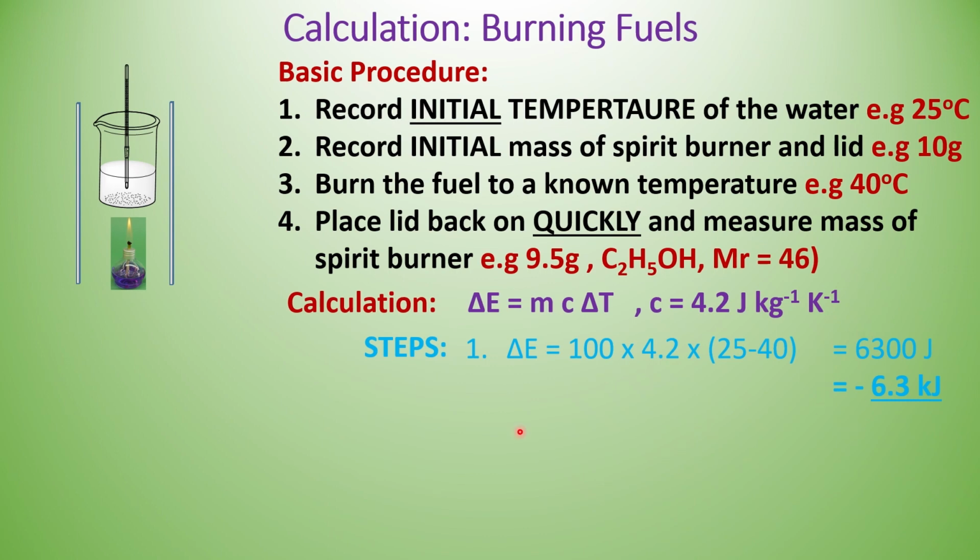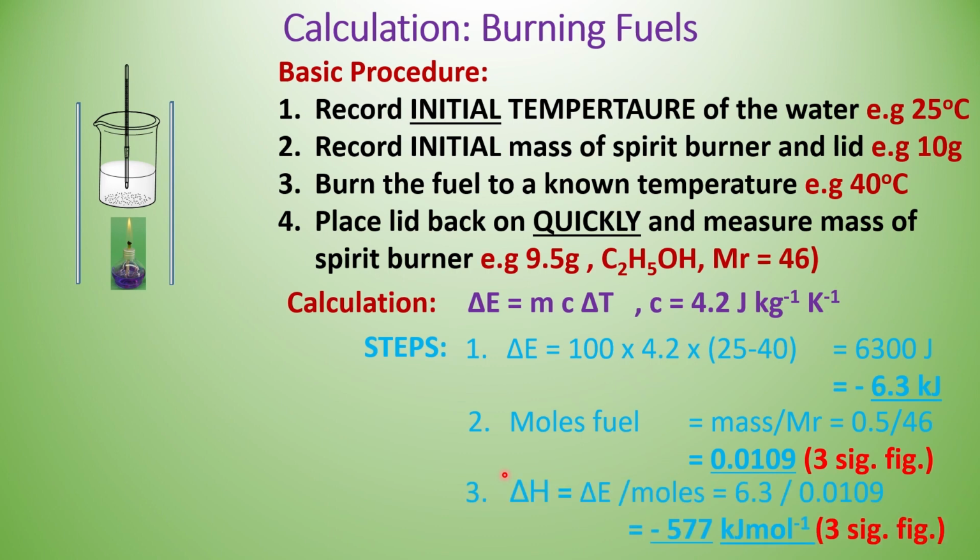Moles of fuel, well, we know the initial mass is 10. We know the final mass is 9.5. If you take the difference, you will see it is 0.5. Divide by the Mr that was given, or you have to calculate it, and that'll give you the moles of the fuel burnt. So make sure you use 3 sig fig minimum, otherwise there will be massive errors in your final answer. And the final step is to calculate delta H for this reaction. And delta H is basically your delta E divided by moles, which is minus 577 kilojoules per mole.